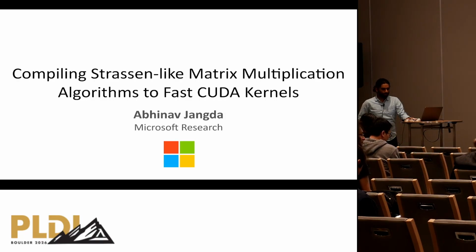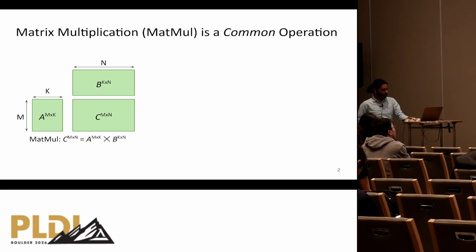Thank you everyone for coming. So today I'm going to talk about subcubic matrix multiplication on GPUs. Just to start, we know matrix multiplication is very common, and to set the notation which we'll be using in this talk, a matmul takes two matrices A and B, where A is of size m cross k, B is of size k cross n, and the output C is of size m cross n.